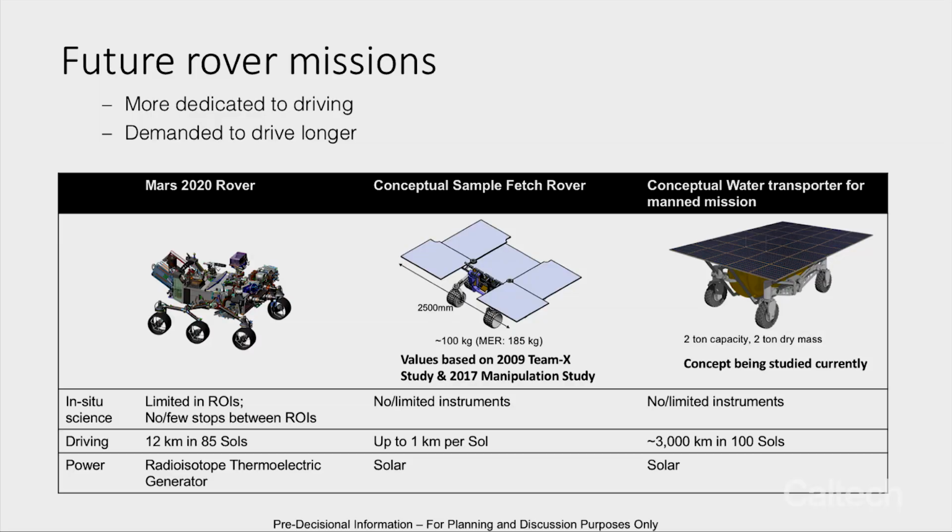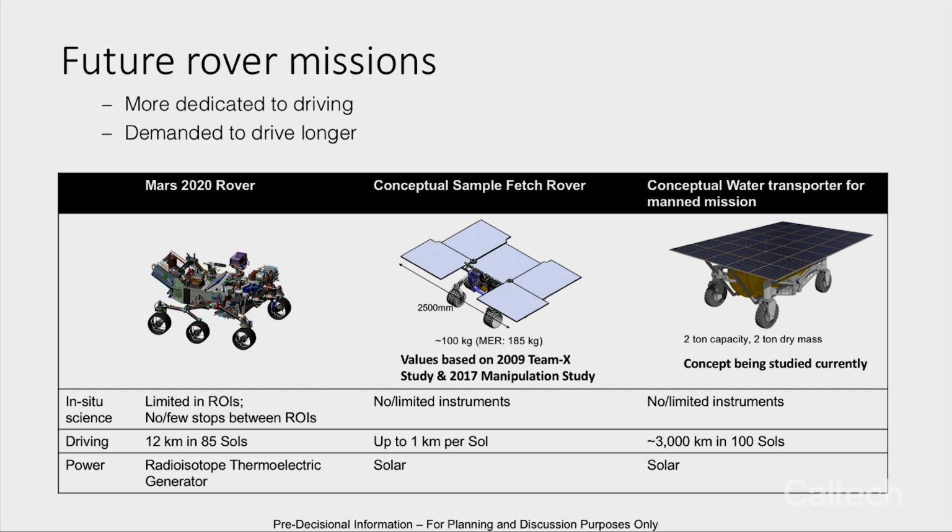Into the future, some of these rovers are dedicated to driving. What you have here is the M2020 rover, which is expected to drive for 12 kilometers in 85 sols. Sol is a Martian day. We also have the conceptual sample fetch rover, which is expected to drive for 1 kilometer per sol, and then the water transporter, which is also conceptual, which is expected to drive for 3,000 kilometers in 100 sols.